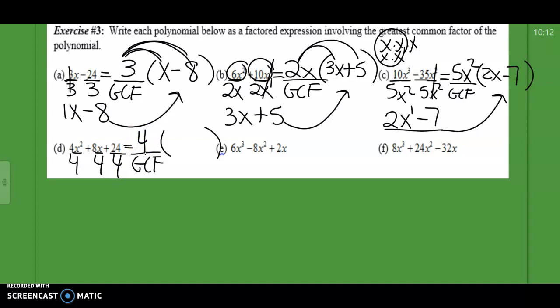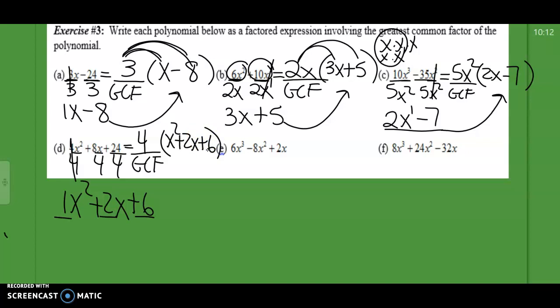Now we take that out. So x squared divided by 4 is simply x squared. 8 divided by 4 is 2x. 24 divided by 4 is 6. If you don't get a whole number, or an integer for that matter, you've done something wrong. All of these numbers should be non-decimals. Go ahead, put this part into the parentheses, and you have rewritten it as the distribution property. 2 to go. Let's try this.